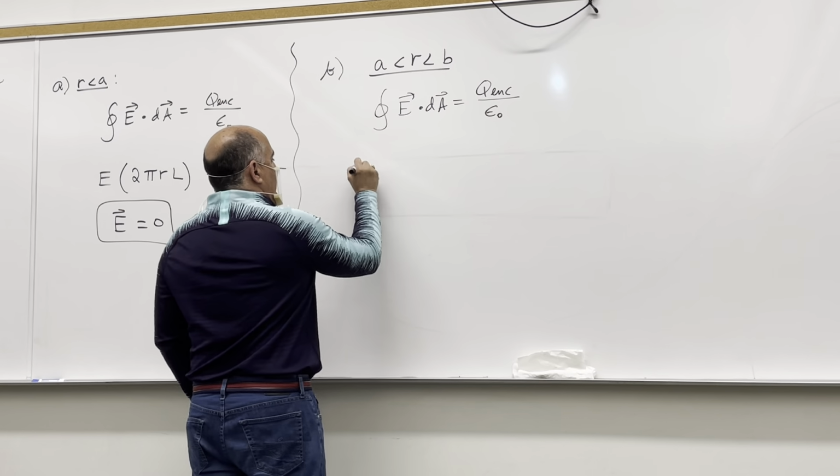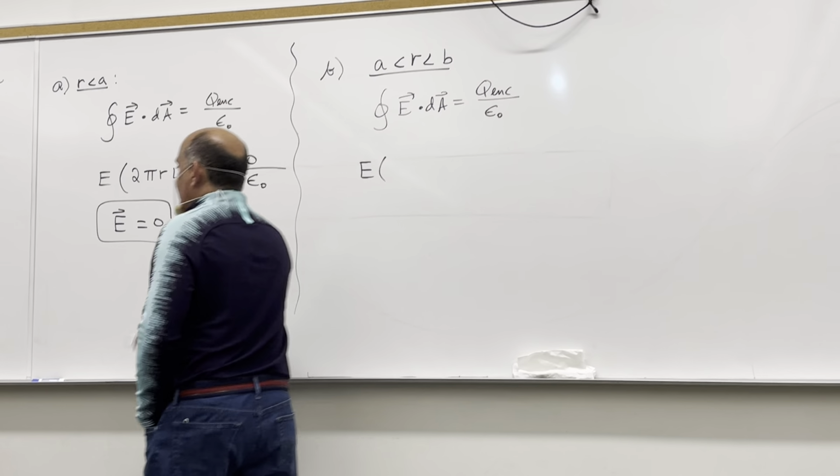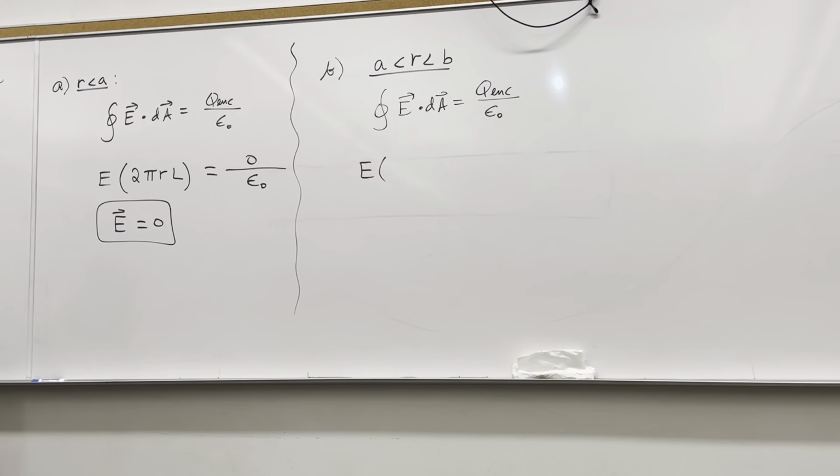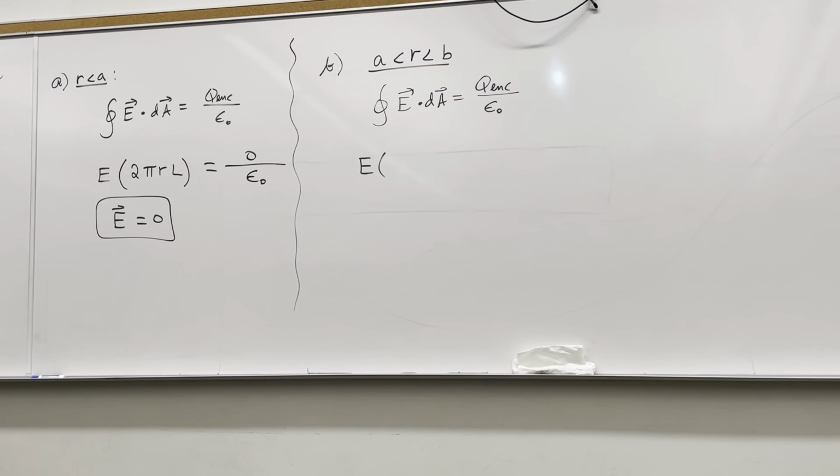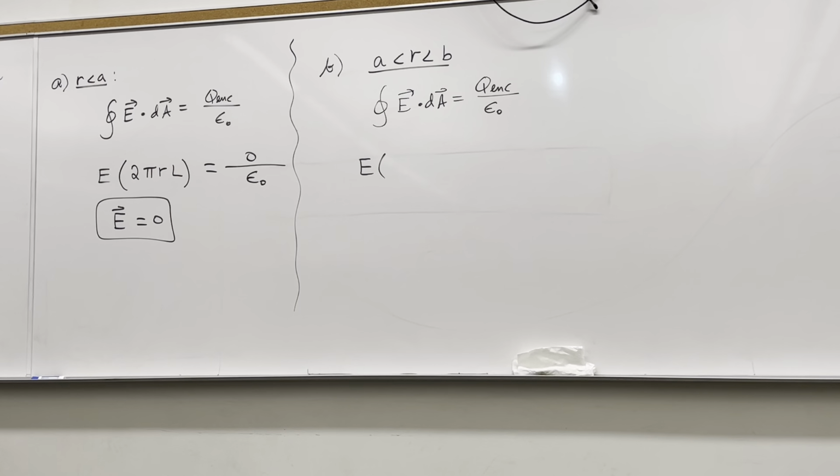So this becomes what? E multiplied by what? What is the area of the Gaussian surface, of this cylindrical Gaussian surface that I imagine? Do I care about the two faces and the curved surface, or just the curved surface, not the two faces, or just the two faces and not the curved surface? So which is the one that matters? The curved surface, right? So this is my Gaussian surface.